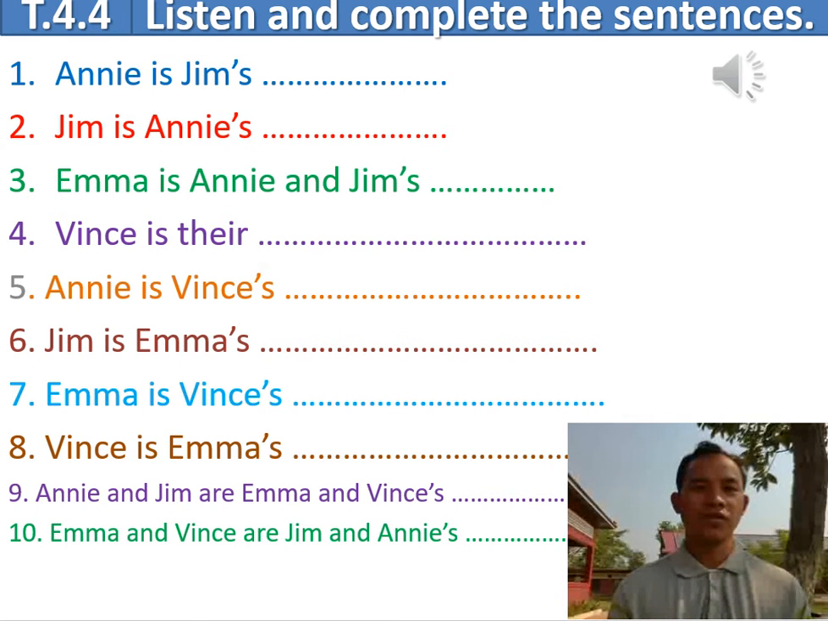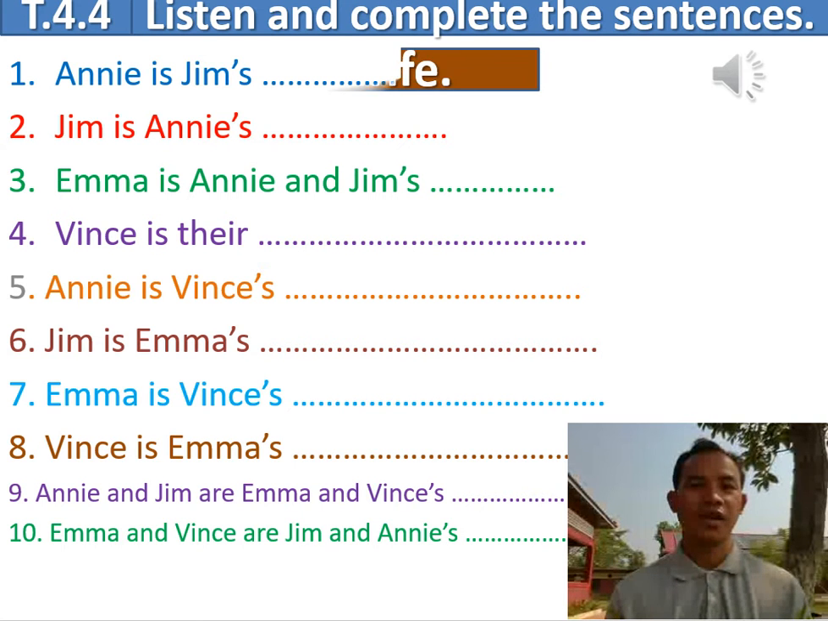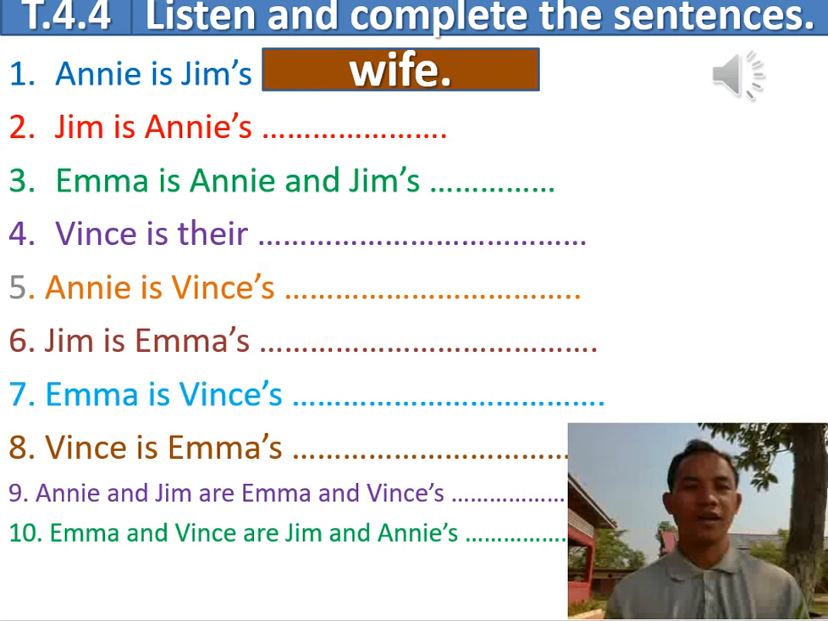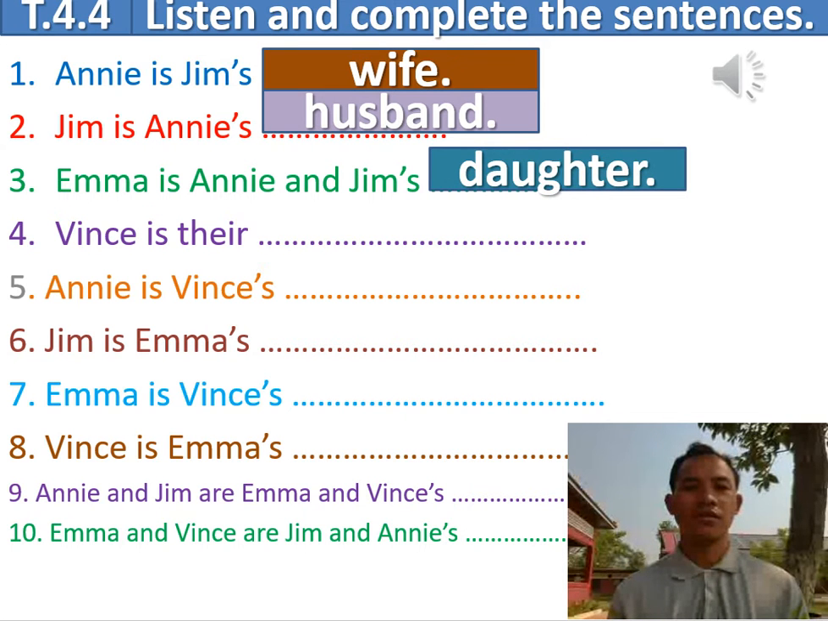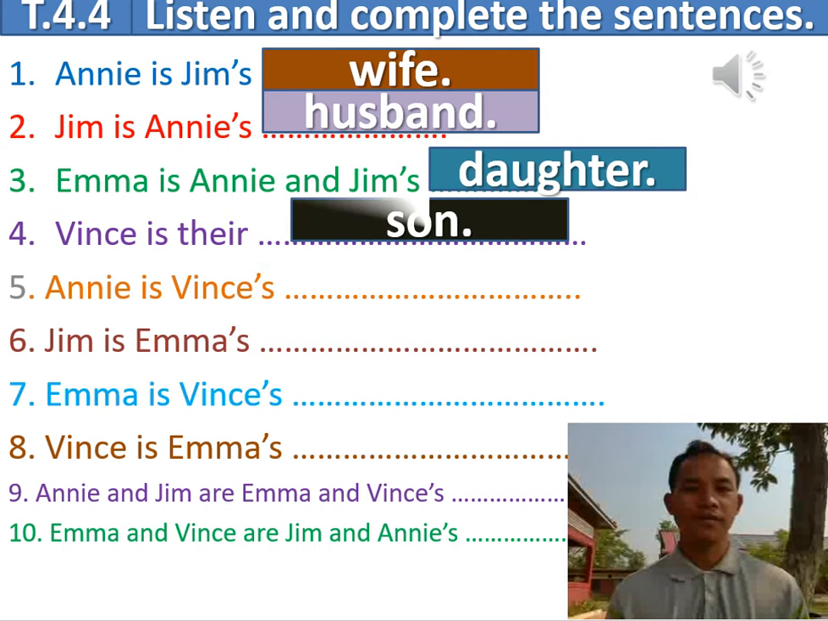Okay, are you ready? So Annie is Jim's what, everyone? Annie is Jim's wife. Very good. And who is Jim? Jim is Annie's husband. And who is Emma? Emma is Annie's and Jim's daughter. Very good. Perfect. And Vin is their son. Cool.